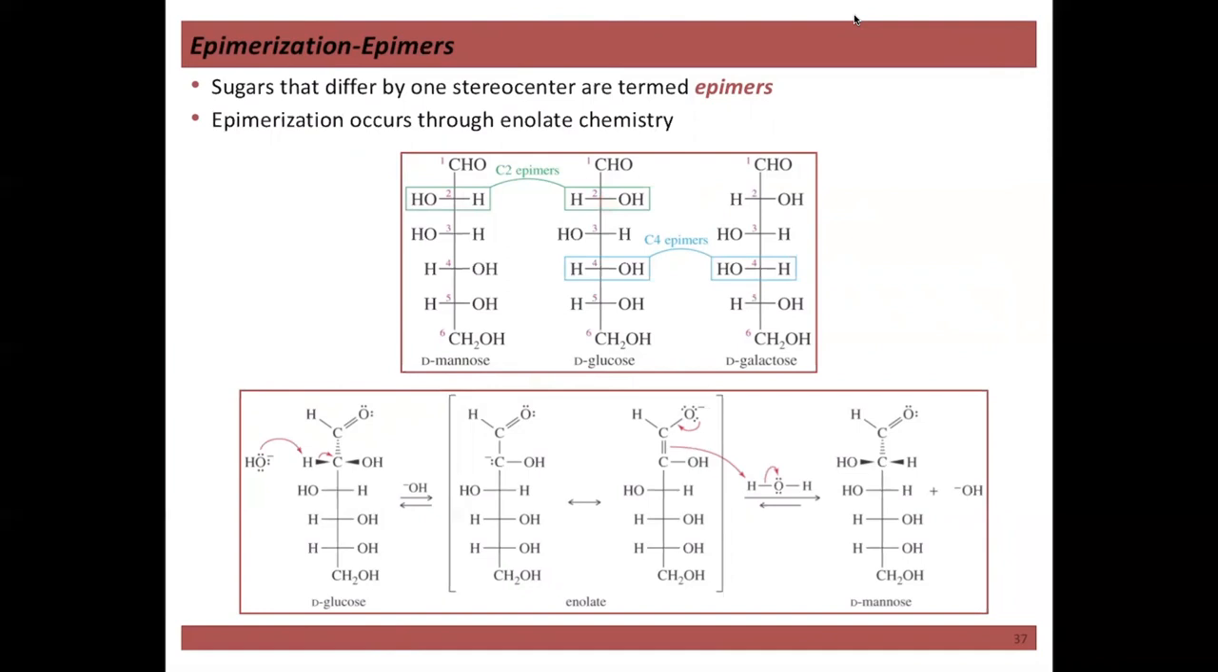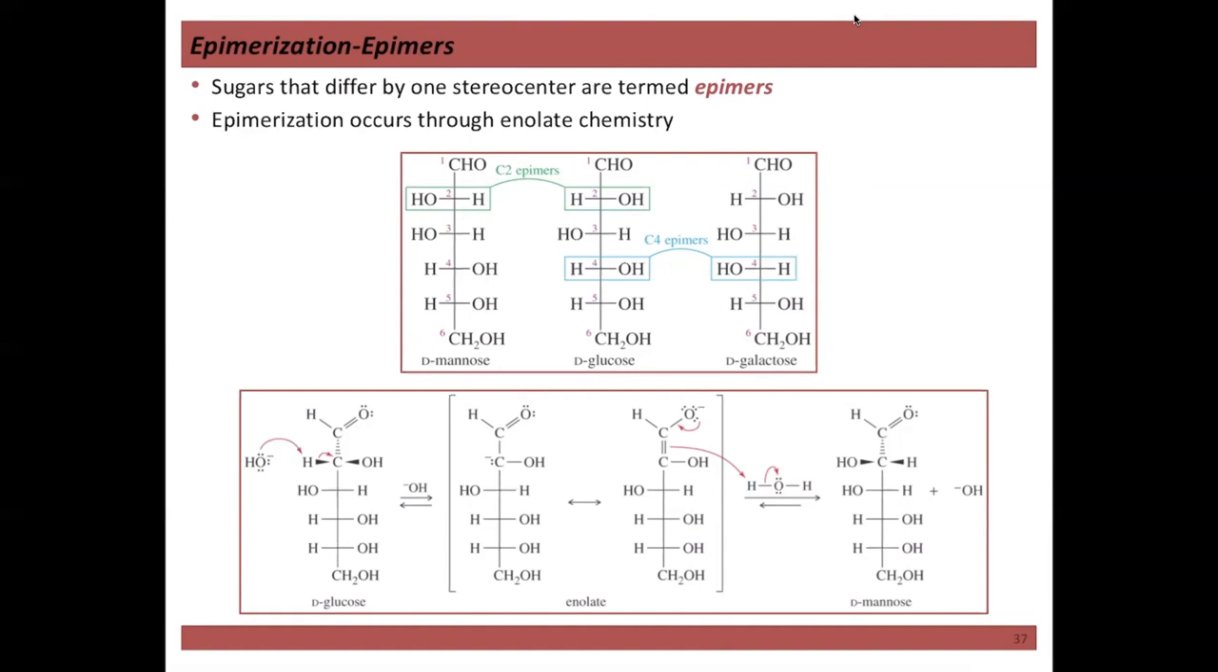They are diastereomers of each other, non-superimposable, non-mirror images. So they are diastereomers, but they're diastereomers that only differ by one of the chiral centers. And so there's a new term for that, which is referred to as epimers. So epimers are diastereomers, but diastereomers that only differ at one position. So mannose and glucose are epimers, and glucose and galactose are epimers.